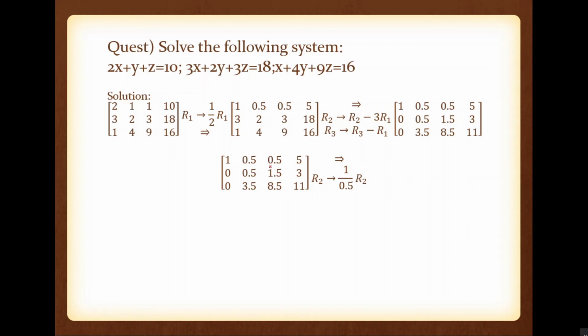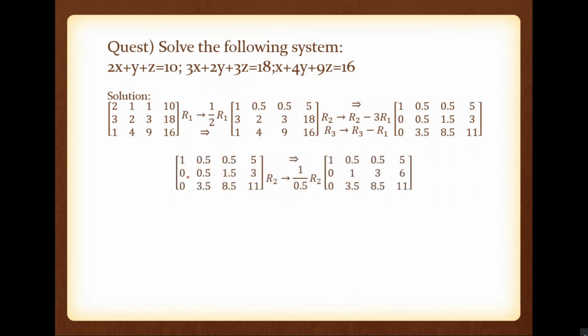So first row is not modified. Second row, this term 0. Then this is 0.5 divided by 0.5, so that is 1. Then 1.5 divided by 0.5, that is 3. 3 divided by 0.5, that is 6. Third row is not modified. So 0, 3.5, 8.5, 11.